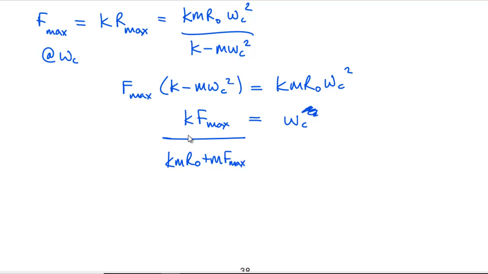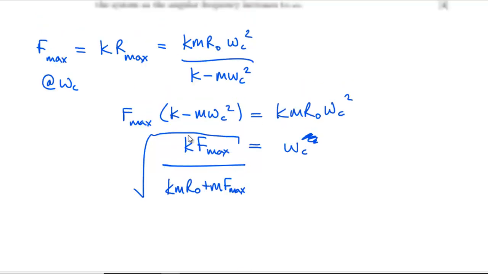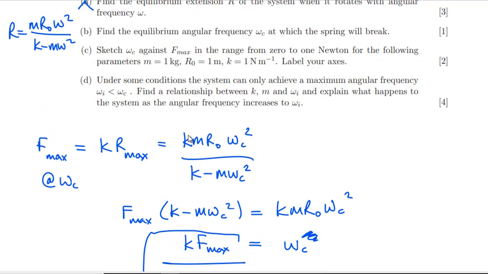Actually, let's just do the square root now. So get rid of that squared, put the square root in: K F max over K M R0 plus M F max. Right. Okay, fiddly rather than anything else. That seemed a lot for 1 mark.